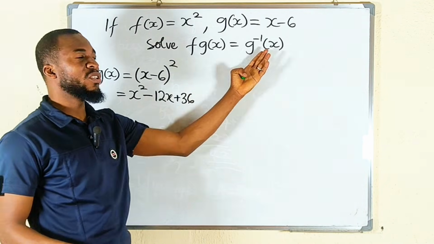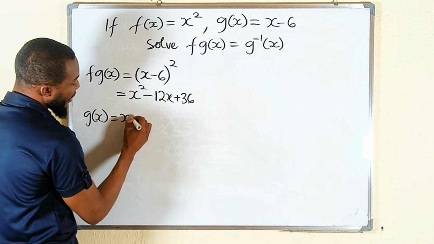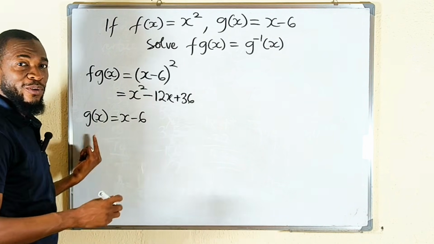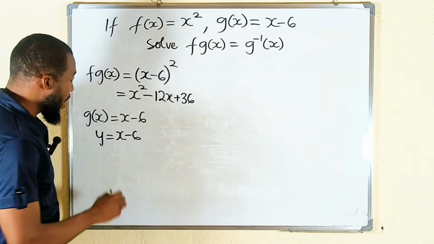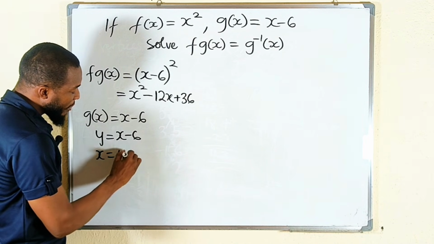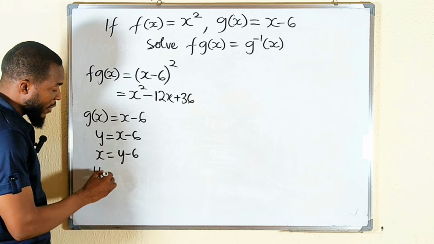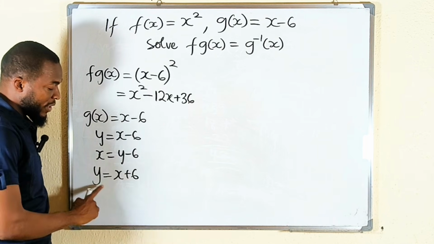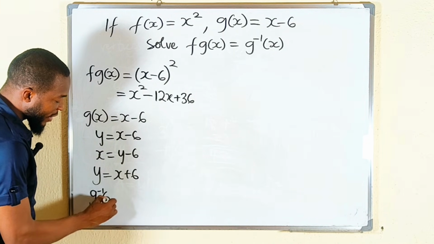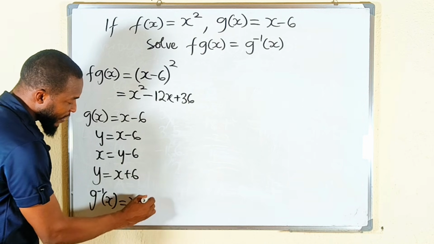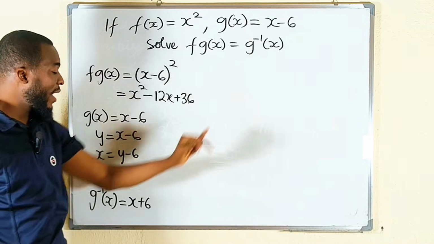Then what about g inverse of x? G of x already is equal to x minus 6. Then you can change g of x to y. Remember, y equals x minus 6. Then you switch x and y. You have x equals y minus 6. Then you make y the subject. Once you take this one backward, you have y equals x plus 6. Then finally, you change y back to g inverse. G inverse of x equals what? X plus 6. So f of g of x is this. G inverse of x is this.